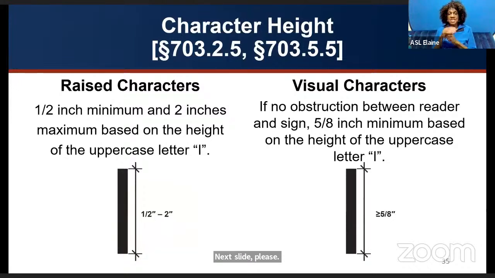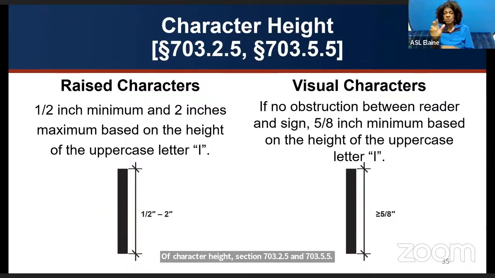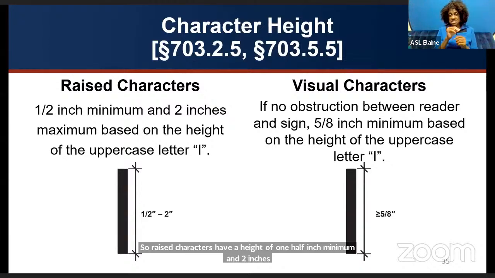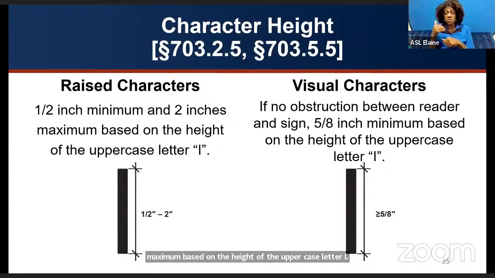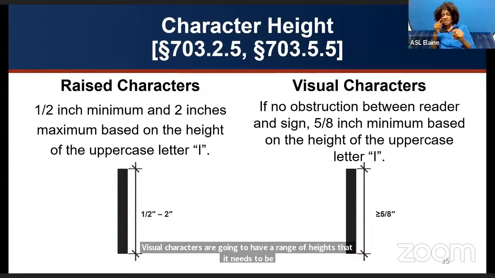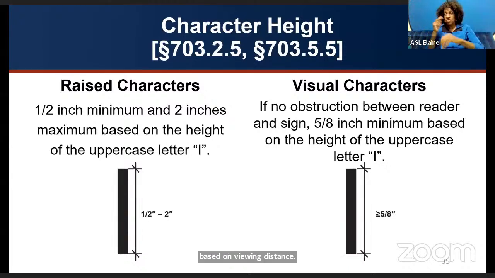Character height, section 703.2.5 and 703.5.5. So raised characters have a height of 1/2 inch minimum and 2 inches maximum based on the height of the uppercase letter I. Visual characters are going to have a range of heights that it needs to be based on viewing distance. If there is no obstruction between the reader and the sign, then it is a 5/8 inch minimum based on the height of the uppercase letter I.